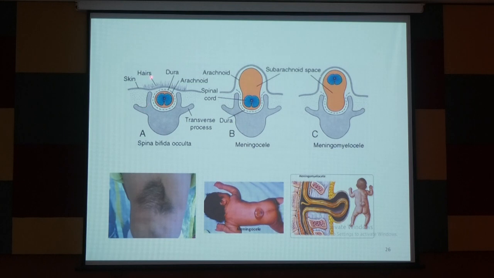You see that this particular neural arch, which is going to form the neural spine at the back in the midline, is deficient here. But it is covered by subcutaneous tissue over here, and the defect is relatively less. The spinal cord and its covering, known as the meninges, are still in place.